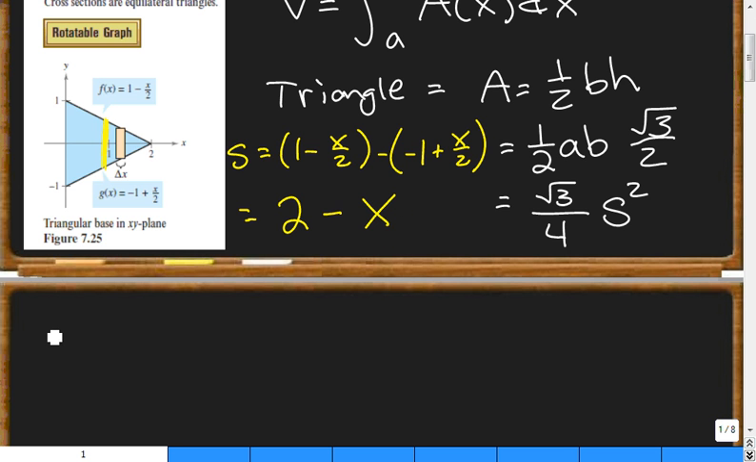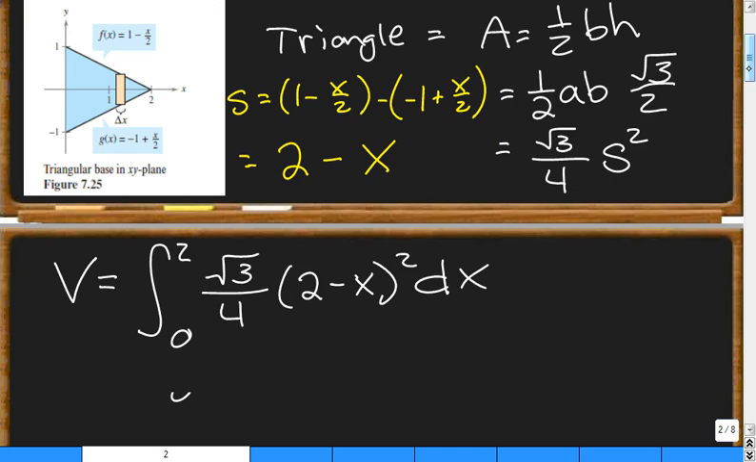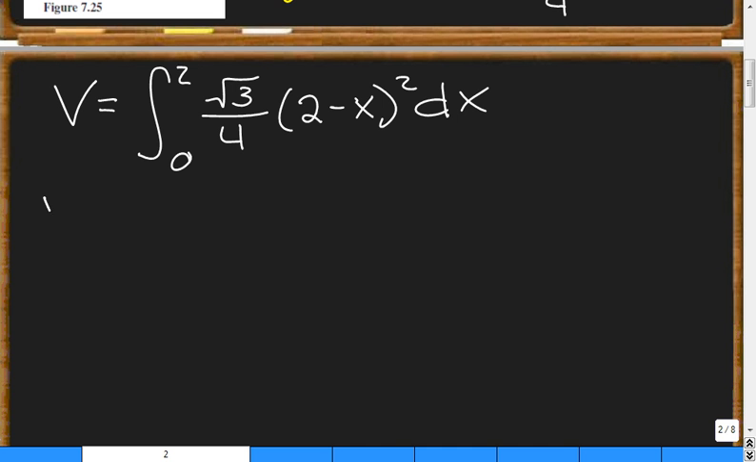So we can finally go and say, okay, our volume is going to be the integral from our lower bound to our upper bound. If we look at our picture, these are meeting at x equals 2. So we're integrating from 0 to 2. Our area function is the square root of 3 over 4 times 2 minus x squared. Now we can take the square root of 3 over 4 out and wait for later to deal with it.